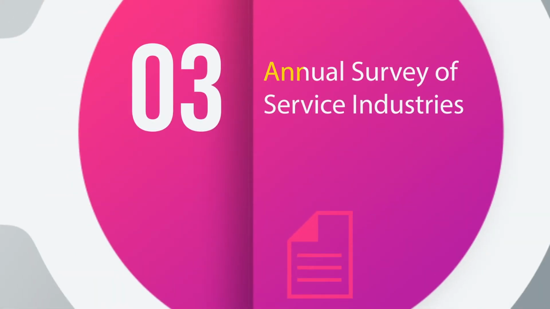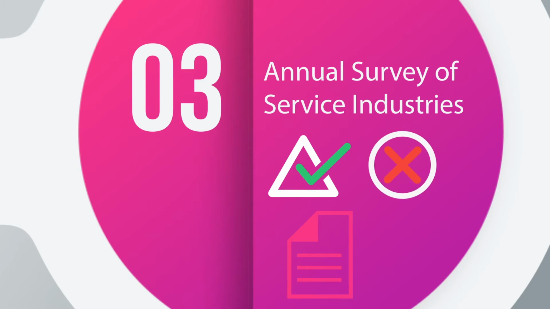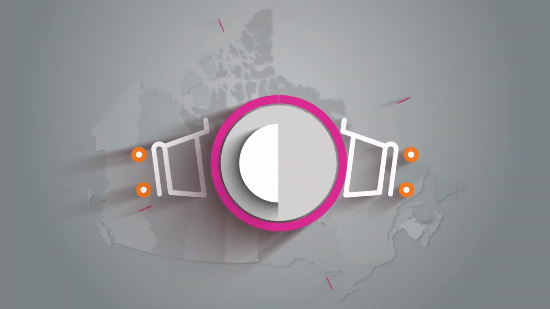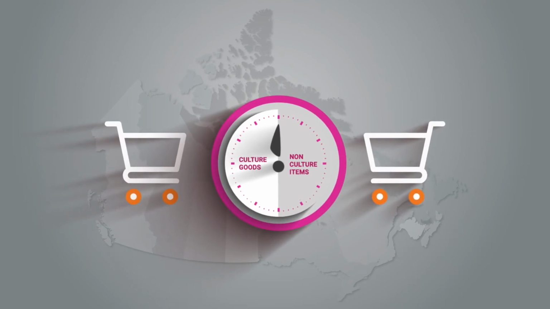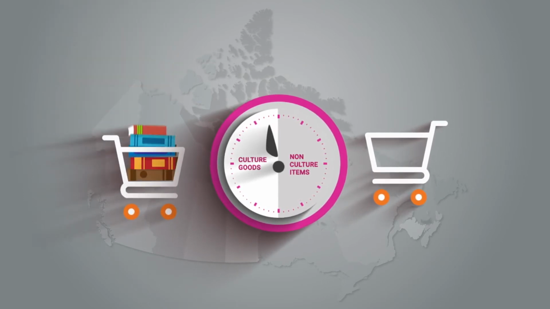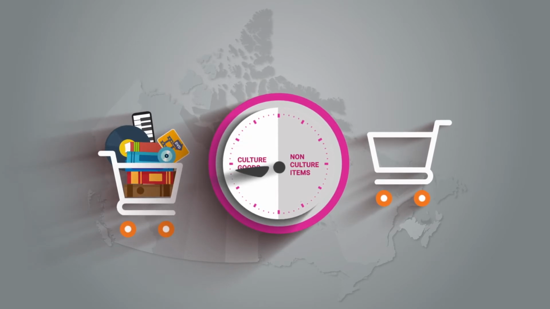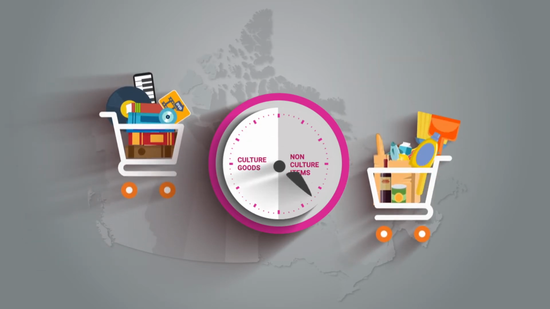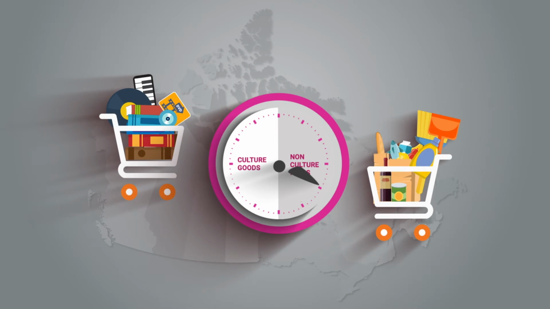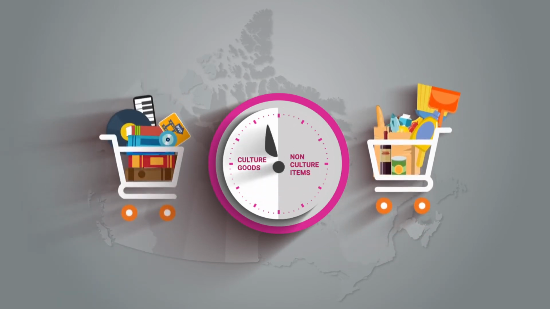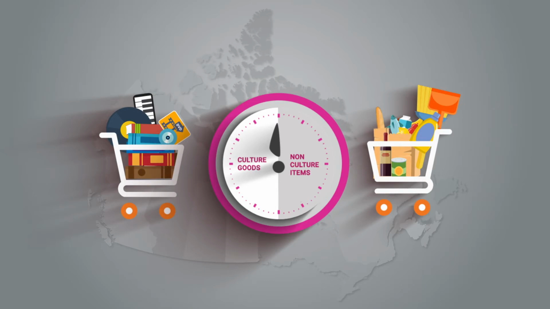3. The third main component of the CSA is the Annual Survey of Service Industries. It is used to determine what is counted as culture and what is not. Large retail stores, for instance, may sell several kinds of culture goods, for example, books, music CDs, and movies on DVD, but typically offer many other non-culture items for sale too, such as food, housewares, and cleaning supplies. These surveys permit Statistics Canada to distinguish between the value of culture and non-culture products.